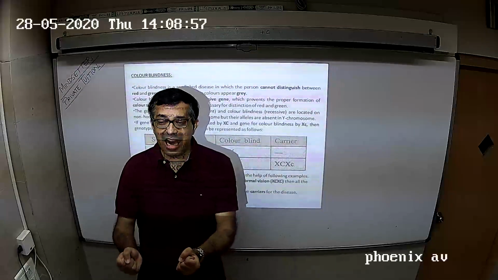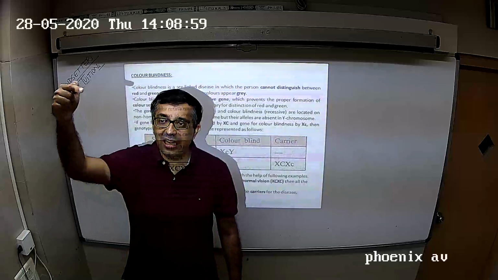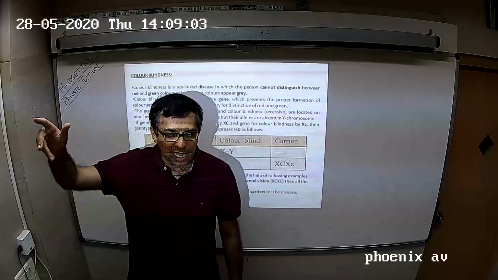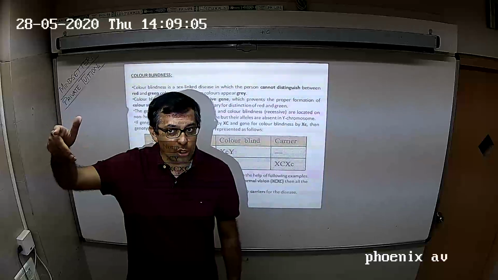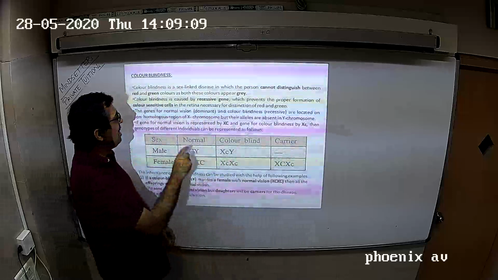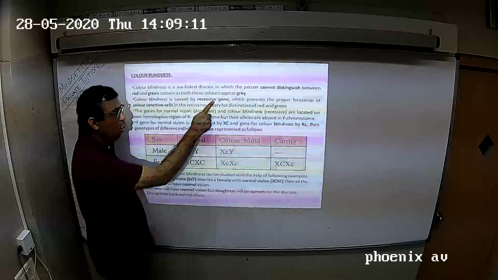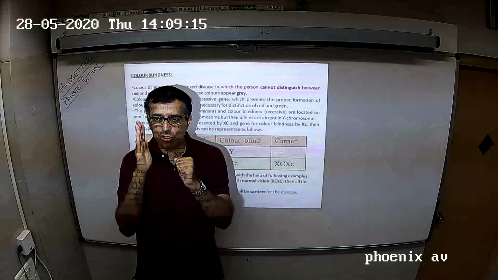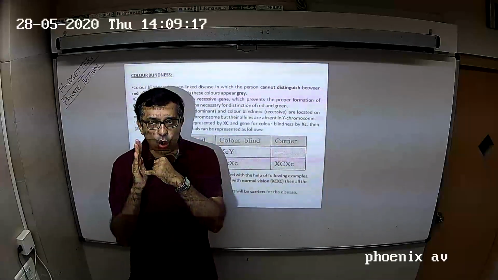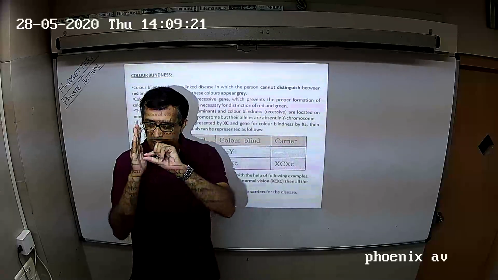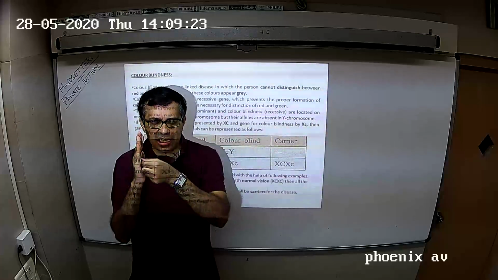So sir, if he is driving the car, at the traffic signal he has a problem seeing red and green, and sir he cannot distinguish between the red and green colors, they appear grey to him. And this color blindness is caused by a recessive gene. And where is the recessive gene found? On the X chromosome. The mutated gene is recessive.